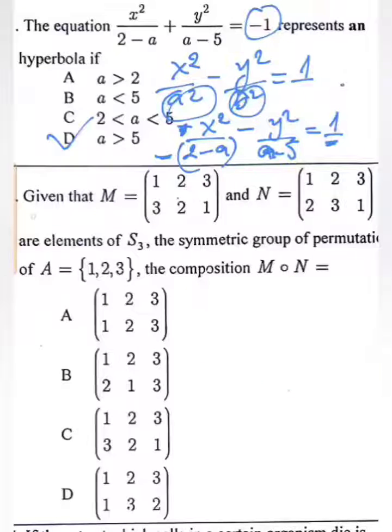In the next question, question 34, given that m equals 1 2 3 3 2 1 and n equals 1 2 3 2 3 1 are elements of S3, the symmetric group of permutations of A equals 1 2 3, the composition mn equals, and we have these options.